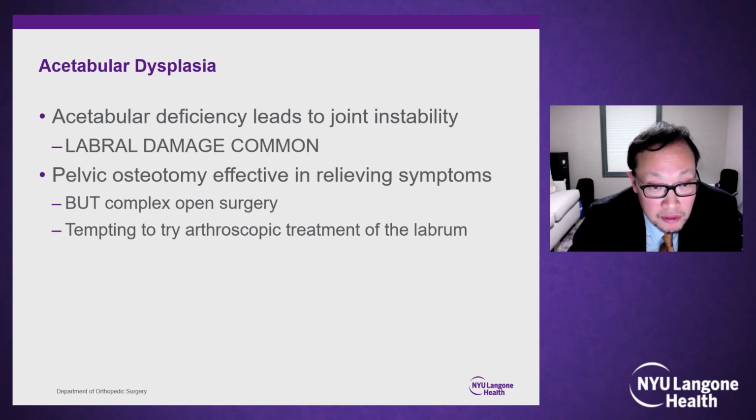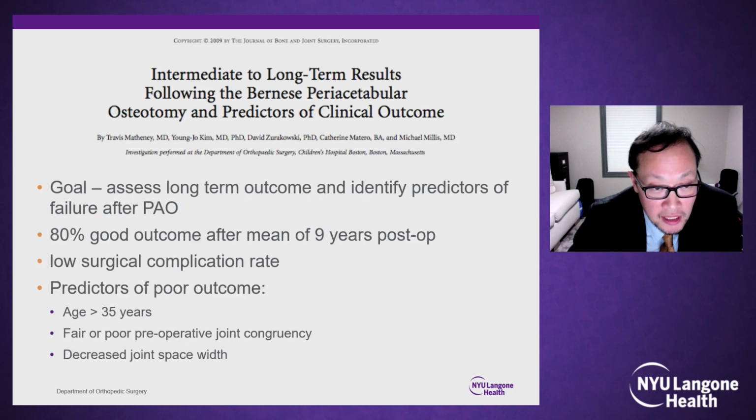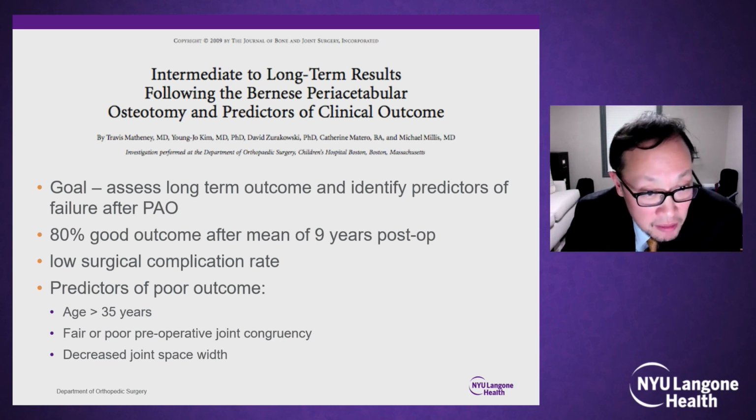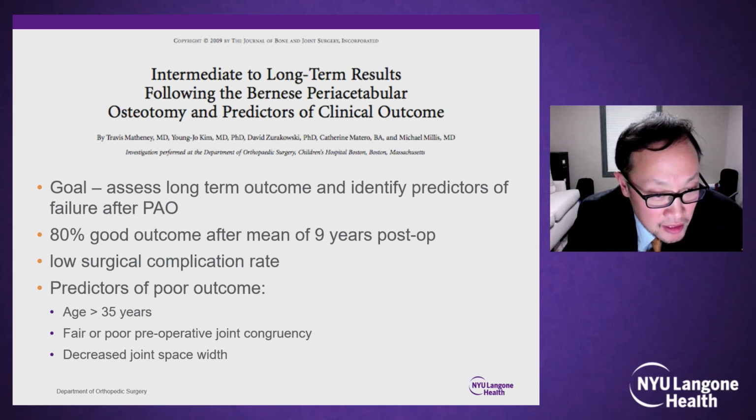But as we've got better at arthroscopy, of course, we tried identifying patients that we can successfully treat dysplasia with in our arthroscopic method. So Millis has shown that we've had very good long-term outcomes, 80% with periacetabular osteotomy.